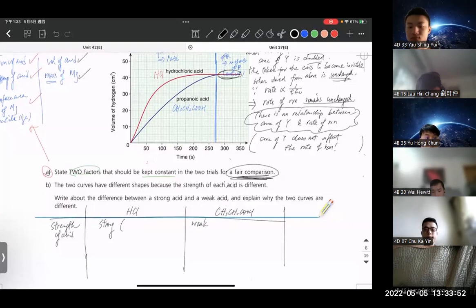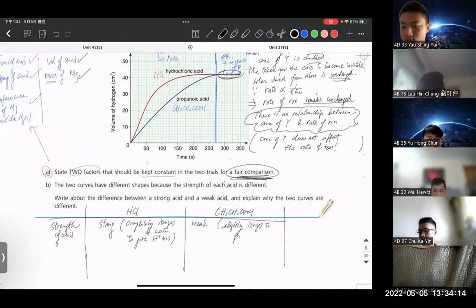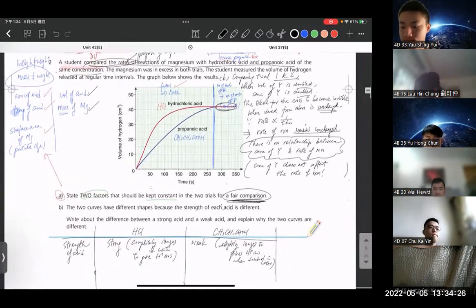A strong acid completely ionizes in water to give hydrogen ions. Okay, completely ionizes in water to give hydrogen ions. How about propanoic acid? It's a weak acid. It partially ionizes, slightly ionizes to give hydrogen ions when dissolved in water. So, you go back to the explanation.